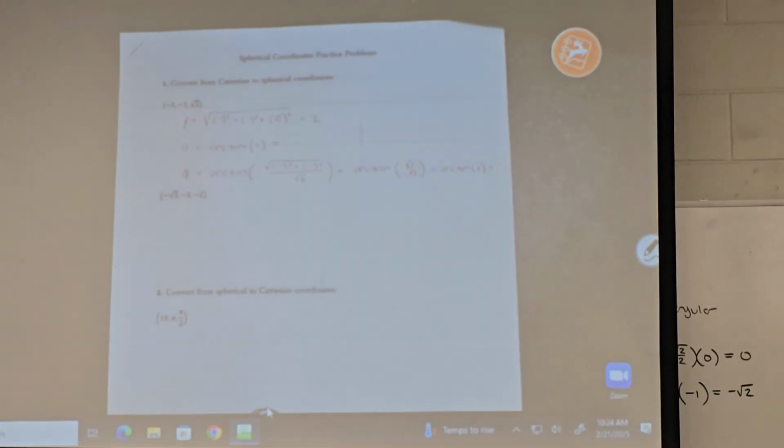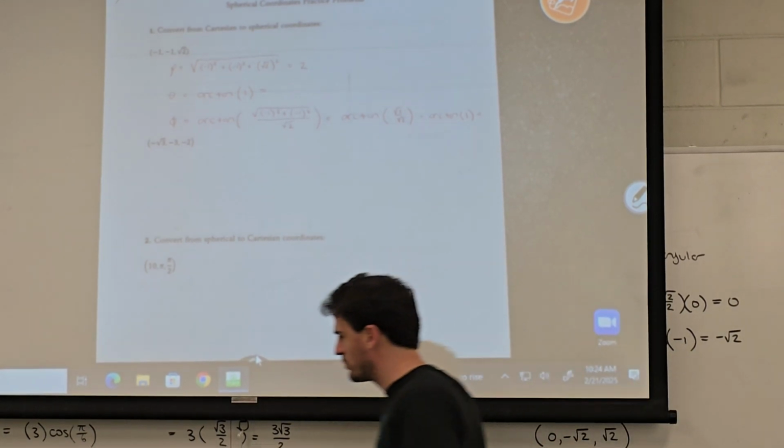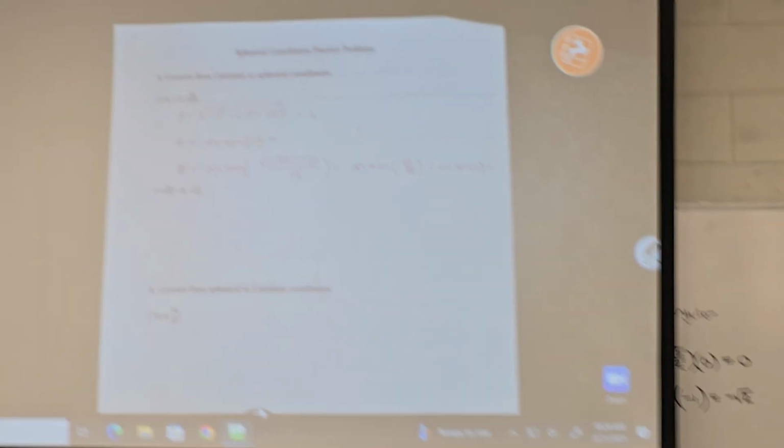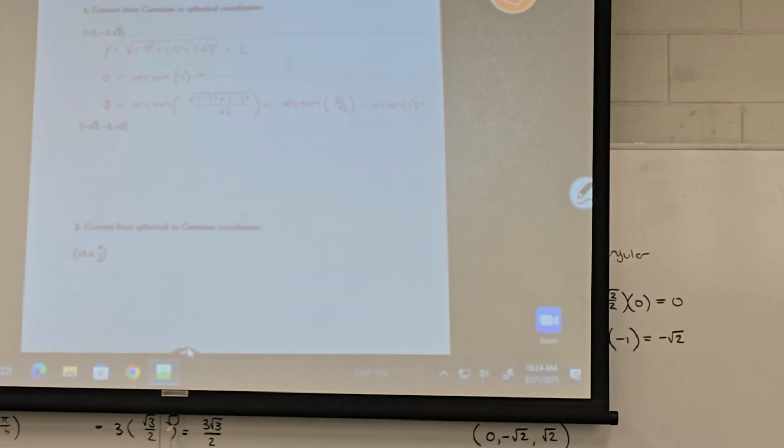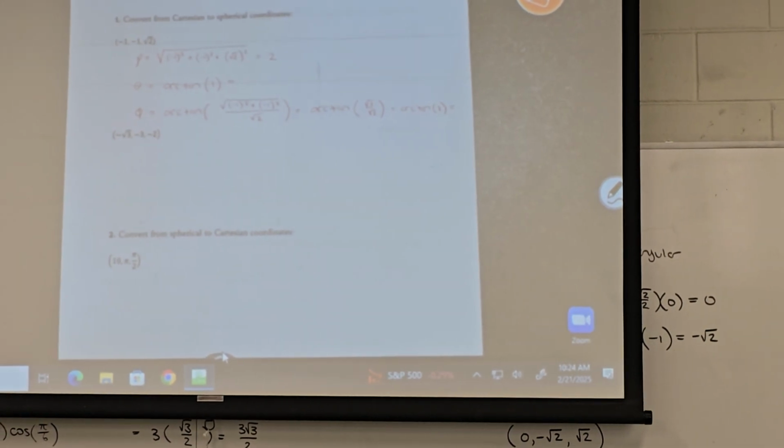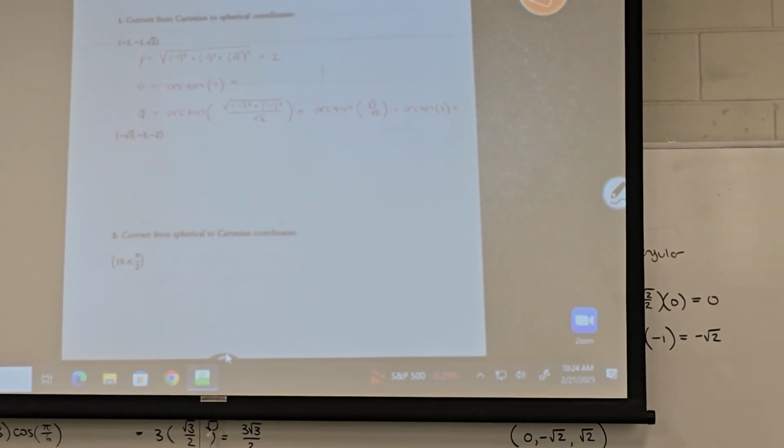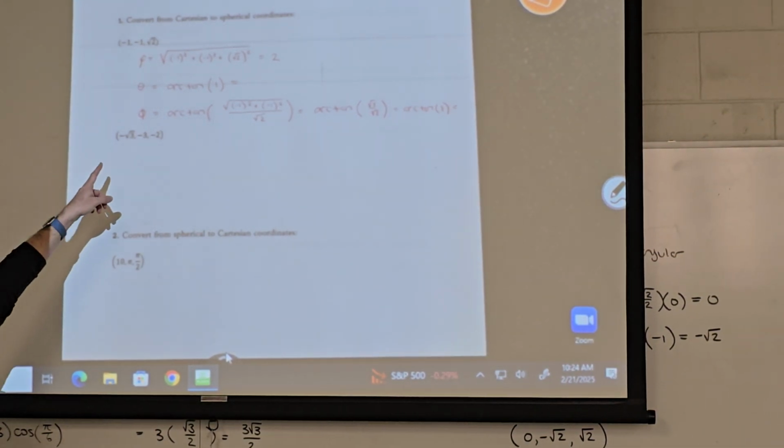Talk about the first one. So popping into the formula, it isn't too bad. Rho equals the square root of x squared plus y squared plus z squared. It really gets interesting when we start talking about theta.